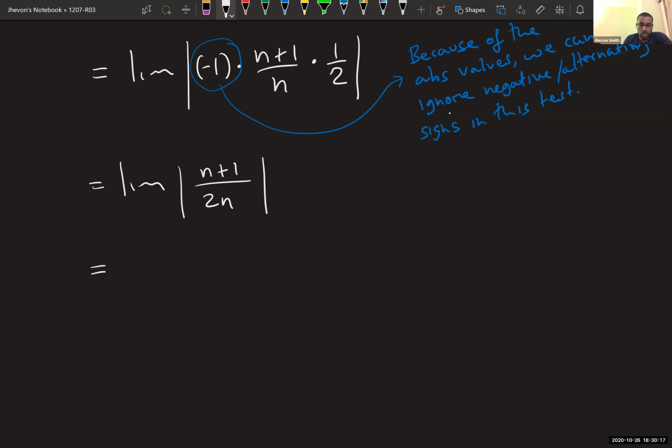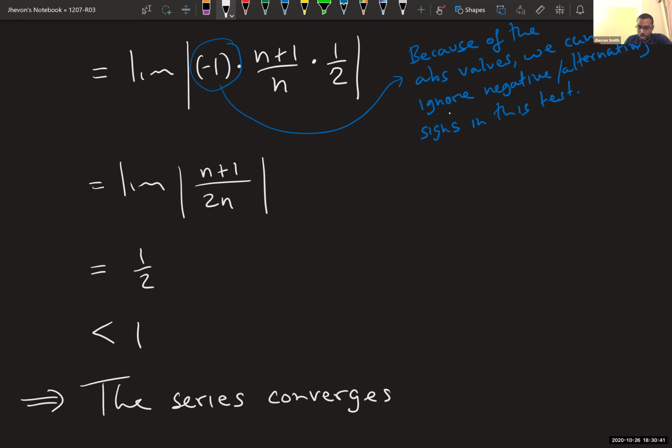One half. It's a half. Nice thing about a half is it's actually less than 1. What that means is, does the series converge or diverge? Convergence, absolutely. Converges, not just converges, but it converges absolutely.